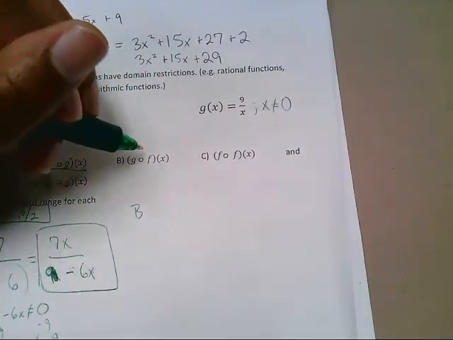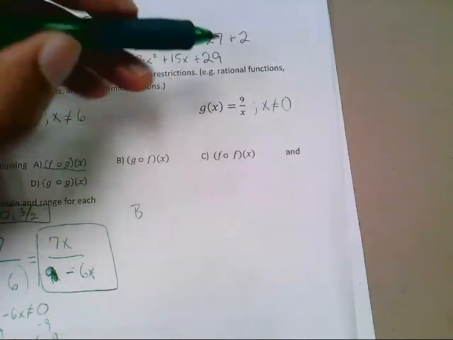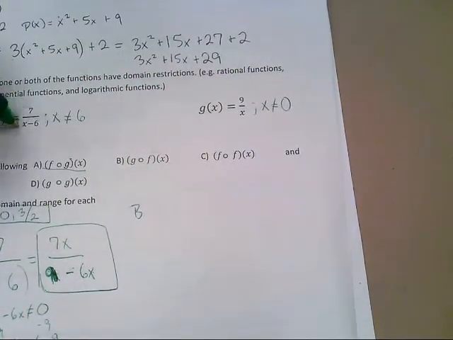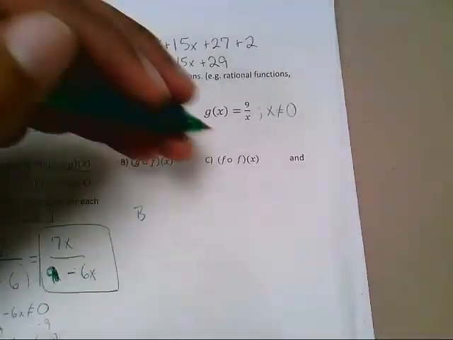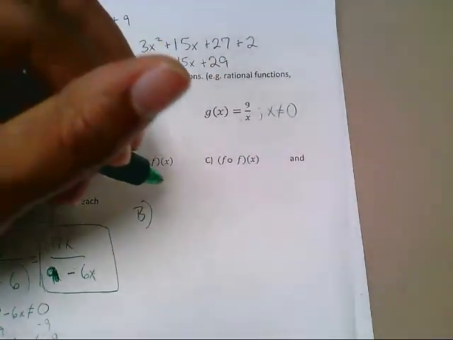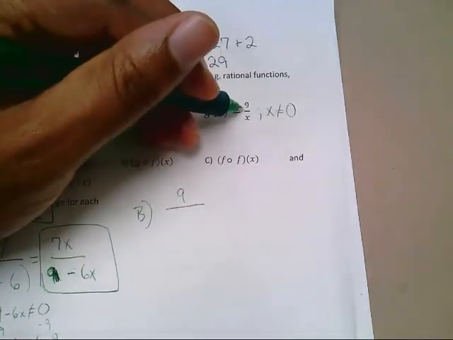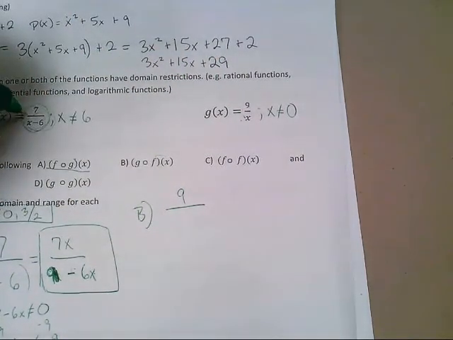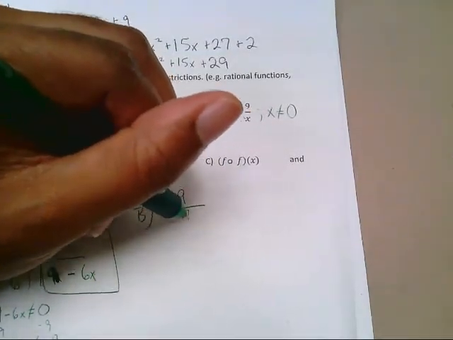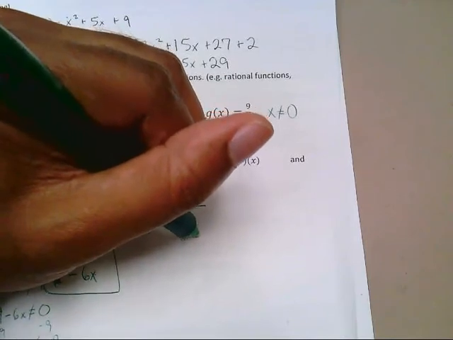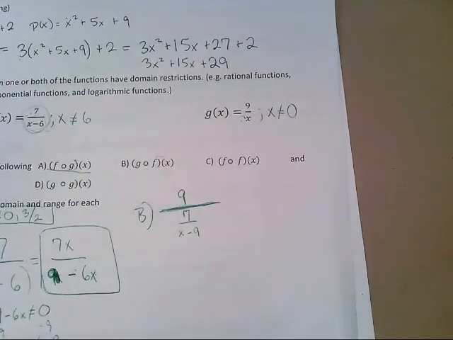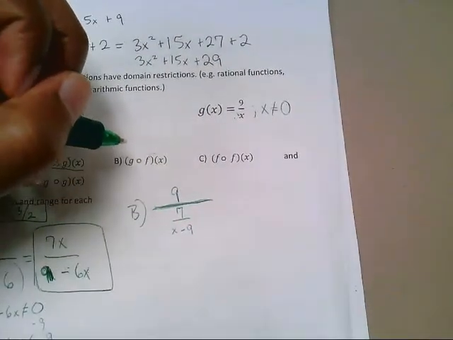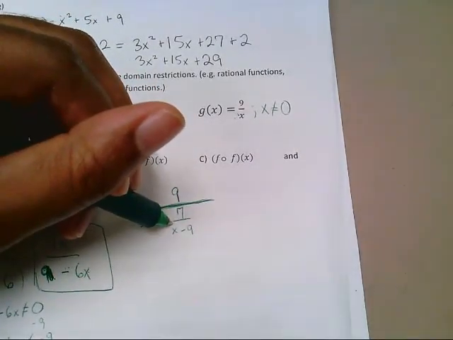So B says plug f of x into g of x this time. So we're taking this function, and we're going to plug it in for the x in this equation. So this time, for g of f of x, we'll have 9 over, and instead of having our x here, we're going to plug everything we see for f of x into that. So we'll have 9 over 7 over x minus 6. So I'm going to make this fraction bar bigger so I see which part is the bigger fraction, which part is the smaller fraction.